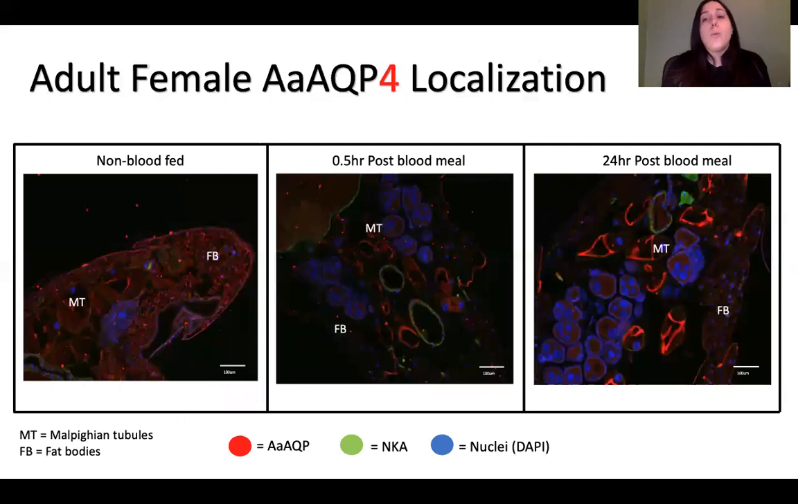Now looking at Aquaporin 4 localization in this adult female, once again still at the posterior end of the animal, we see that in the Malpighian tubules, the apical staining is fairly dim. We see that same thing in the half-hour post-blood meal, apical staining is fairly dim. However, in the 24-hour post-blood meal group, the apical staining is significantly brighter. Then the fat bodies show the same trend as before, where they are the brightest in the non-blood fed compared to the blood fed groups.